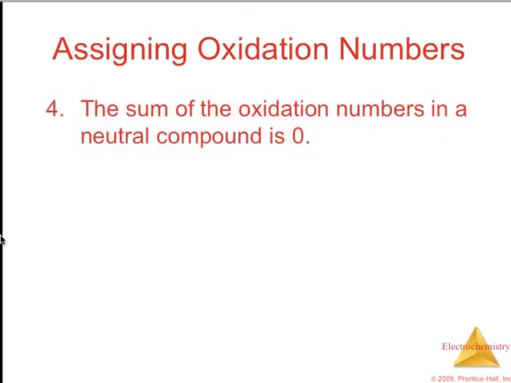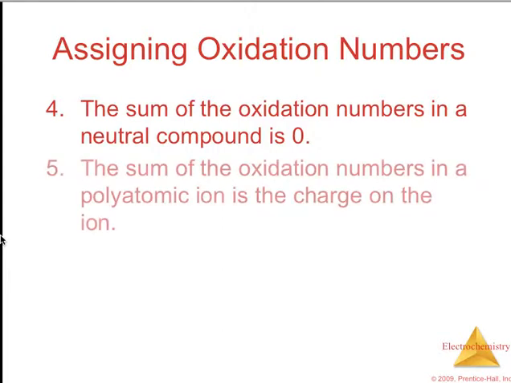The sum of the oxidation numbers in a neutral compound is 0. The sum of the oxidation numbers in a polyatomic ion is the charge of the ion.